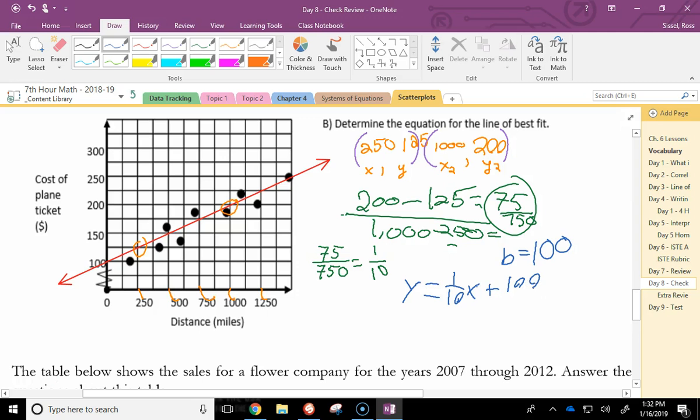Okay, so we have y equals 1/10 x plus 100. Perfect. That is how we write our equation.